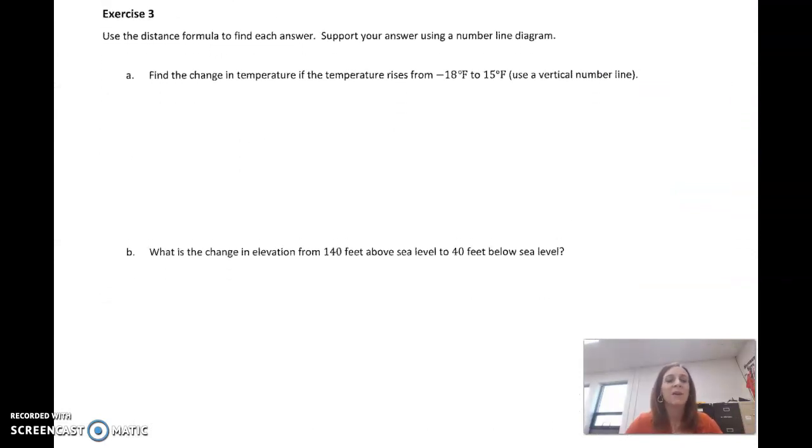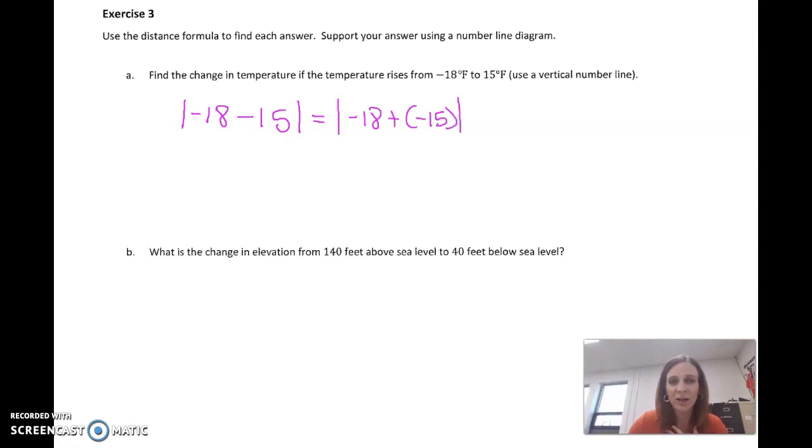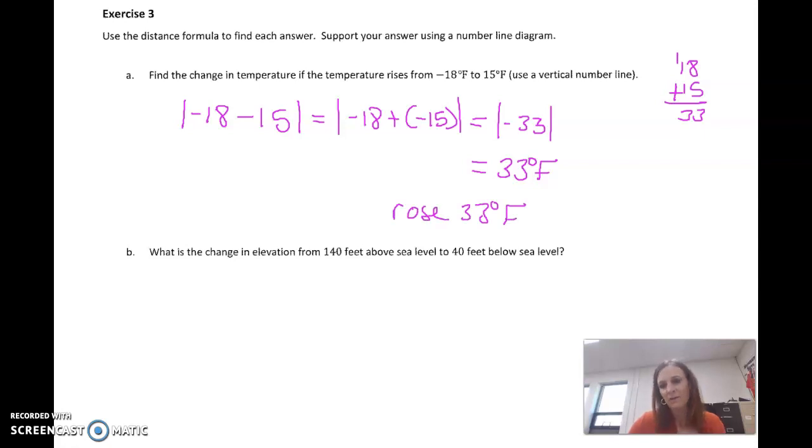Find the change in temperature if it rises from negative 18 degrees Fahrenheit to 15 degrees Fahrenheit. We can use a number line, but let's try to do it without. Negative 18 minus 15, keep, change, change. I'm going to go over again our rules. Same sign, add them. Ignore the negative and add them. So that becomes 33. Keep the common sign. If they're both negative, that's negative. So the absolute value of a negative 33 is 33 degrees Fahrenheit. But what does that mean? The temperature rose 33 degrees Fahrenheit.